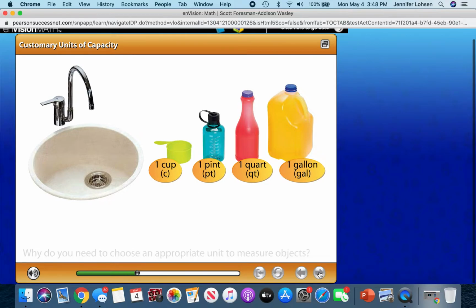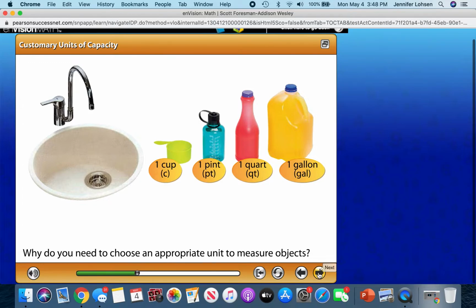First, you must choose an appropriate unit. Why do you need to choose an appropriate unit to measure objects? Now, why did we pick gallons as the most appropriate unit? Well, the reasoning for that is it's going to take us fewer gallons to fill the capacity of the sink. If I was trying to fill the sink with water all the way up to the top, if I was using a small unit like cups, it would take me a lot more cups, a lot more times of running and filling it up and dumping it in than it would gallons.